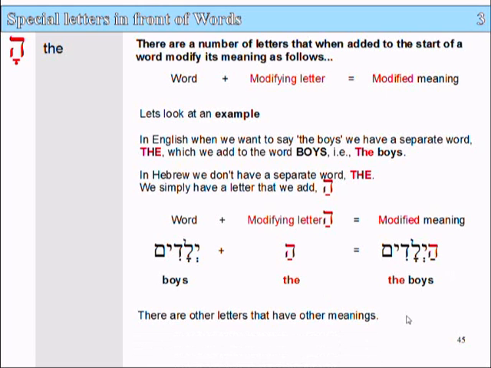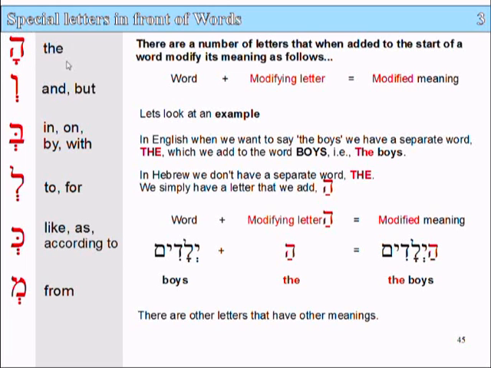There are other letters that have other meanings, and we'll have a look at those in this lesson. In the first half of the lesson, we'll just look at these two, the hey and the vav. The hey means the, and the vav, when put in front of a letter or in front of a word, means and. And in the second part of the lesson, we'll have a look at the bet, the lamed, the kaf, the mem, and the shin. The bet means in, or on, by, or with. The lamed means to or for. The kaf means like or as or according to. The mem means from. And the shin means that or which. So when we put these letters in front of the word, they change its meaning slightly. So let's have a look at some examples.